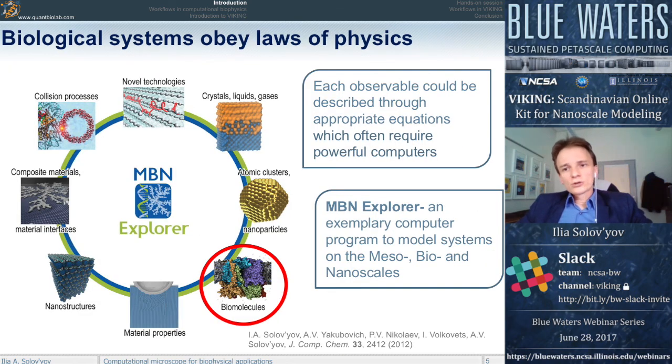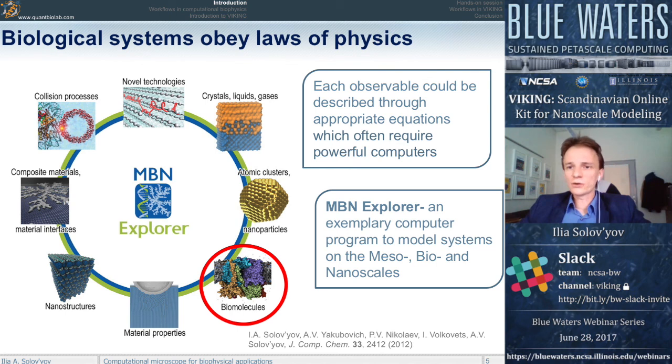So I would like to emphasize that in biophysics, all the processes that you can imagine are actually governed by the fundamental laws of physics. And biophysics is not an exception, so you can actually imagine a lot of different processes that can occur on nanoscale, and here I summarize some of them, that all should ultimately fulfill the laws of physics.